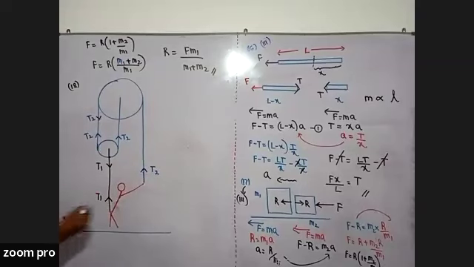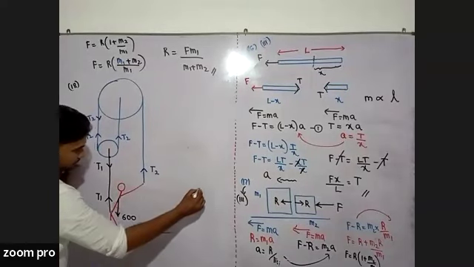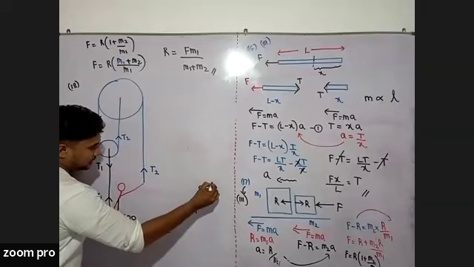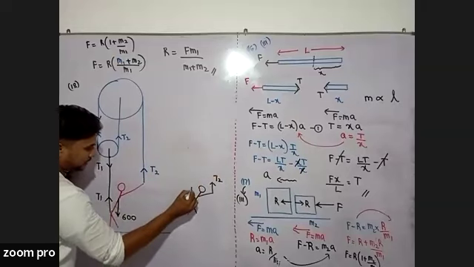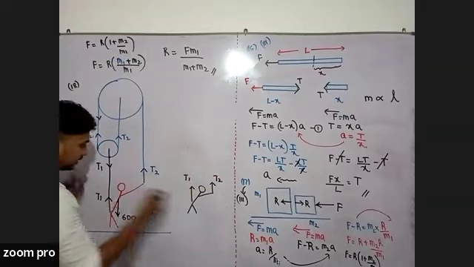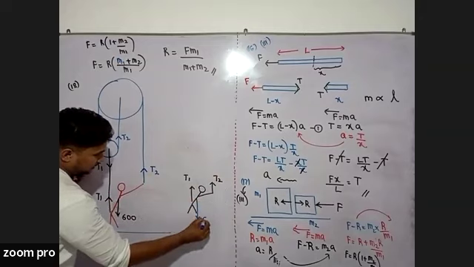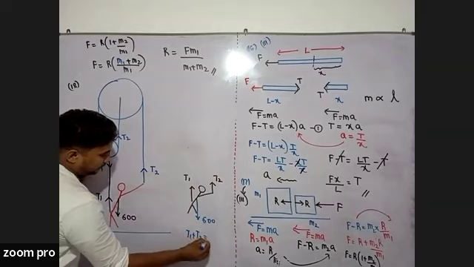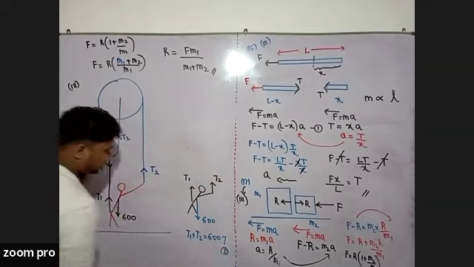Now there's another force exerted on the man, that is 600, that is the weight. So if we consider the man, there are three forces exerted on the man: T1, T2, and the weight of the person. By considering the man, T1 plus T2 equals 600. So this is the second equation.